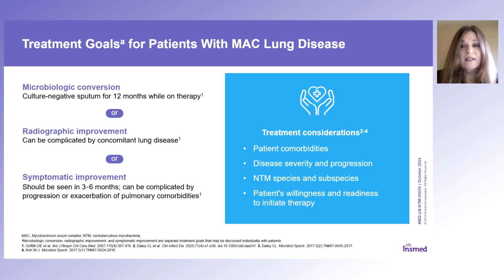Symptomatic improvement tends to be the most important goal for patients. They want to feel better and have an improved quality of life. The goal is to see improvement in symptoms within 3 to 6 months of initiating treatment. Achieving this goal can also be complicated by progression or exacerbation of pulmonary comorbidities that the patient might have in addition to their NTM lung disease.